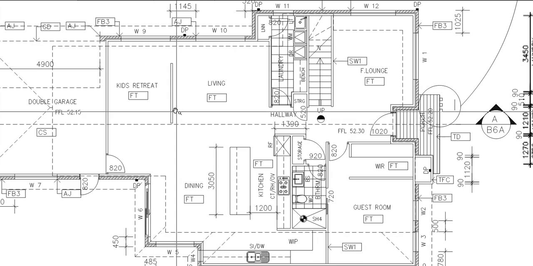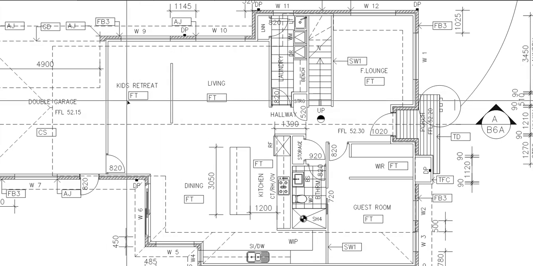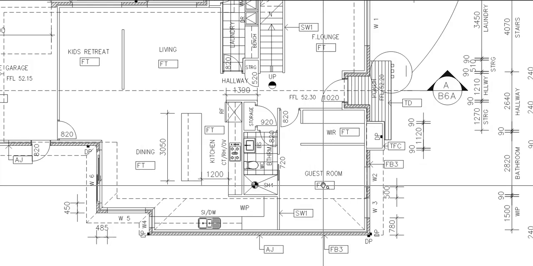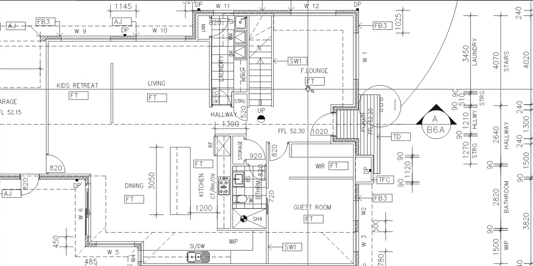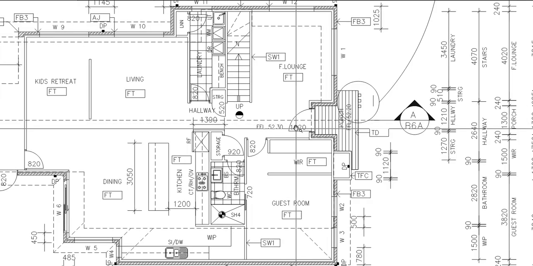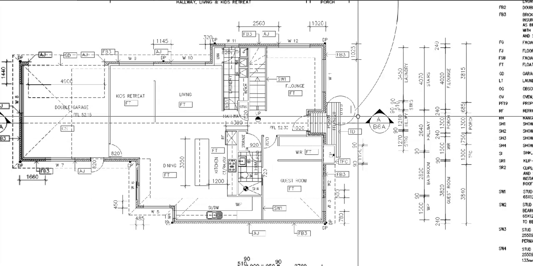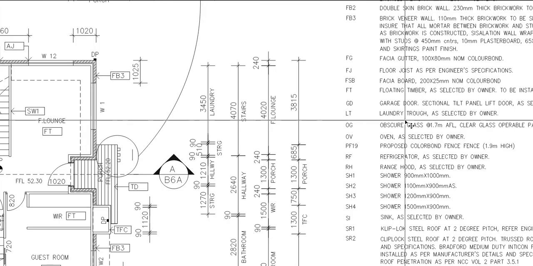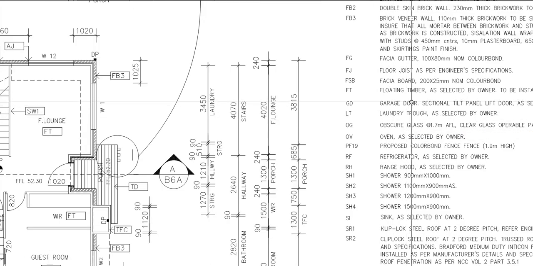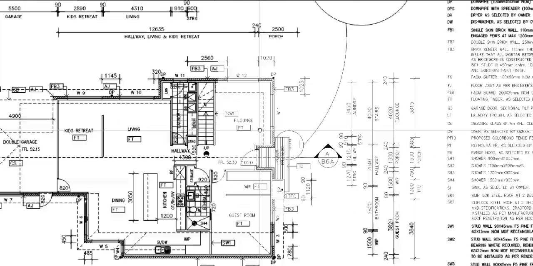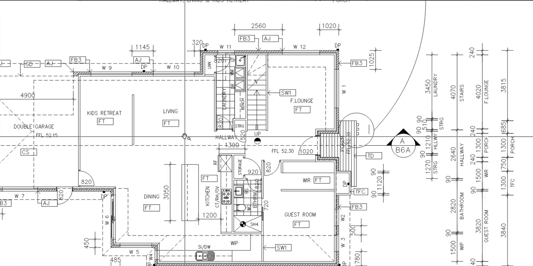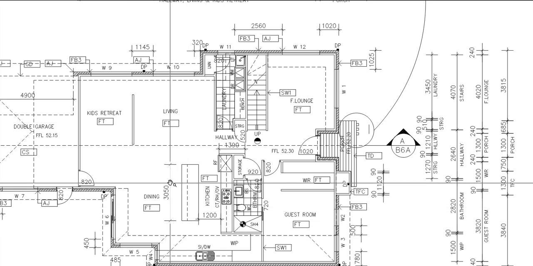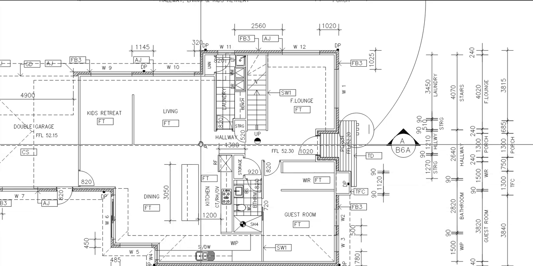So as per plan, you are watching, here it is written: kids retreat is FT, living is FT, dining is FT, guest room is FT, and lounge is also FT. Okay. And now the thing is, what does FT mean? Again, you have to jump to the legend and you will see that FT is floating timber. So FT being floating timber means this whole area has flooring with floating installations.